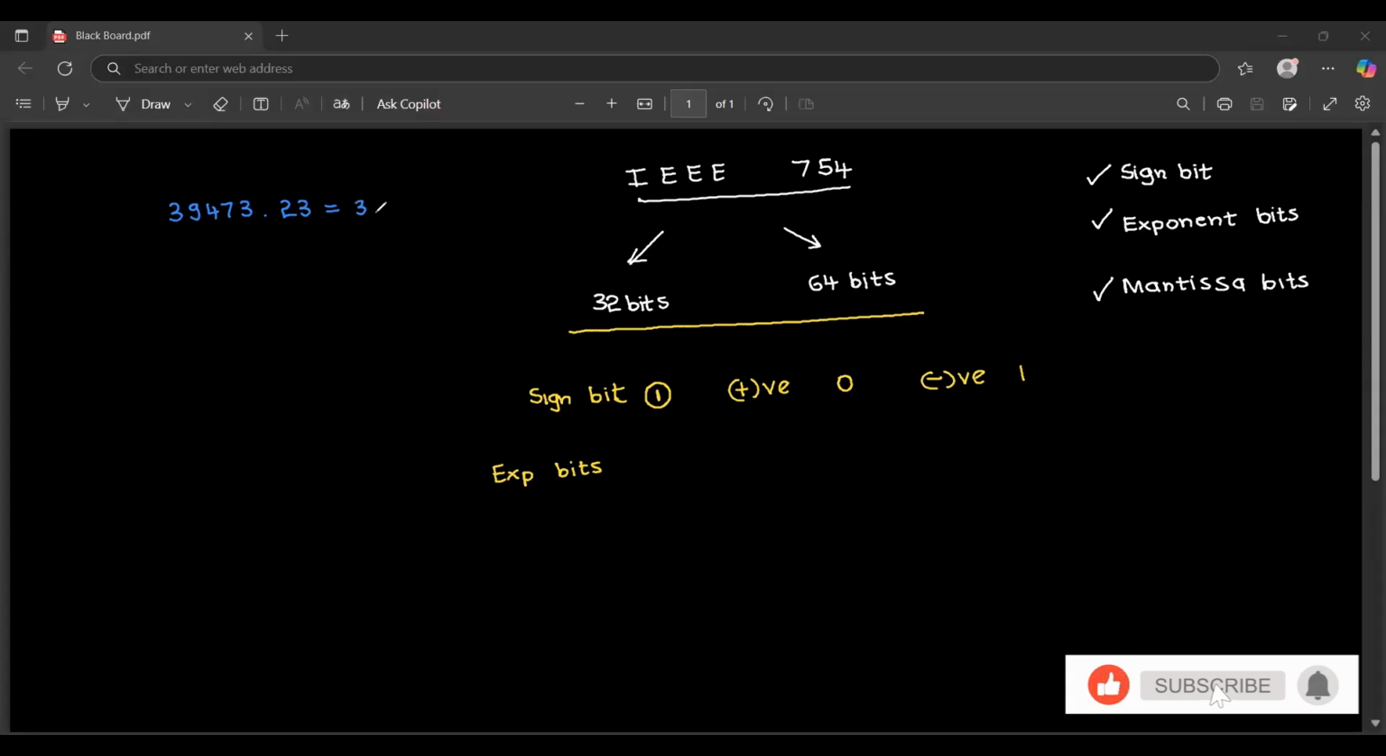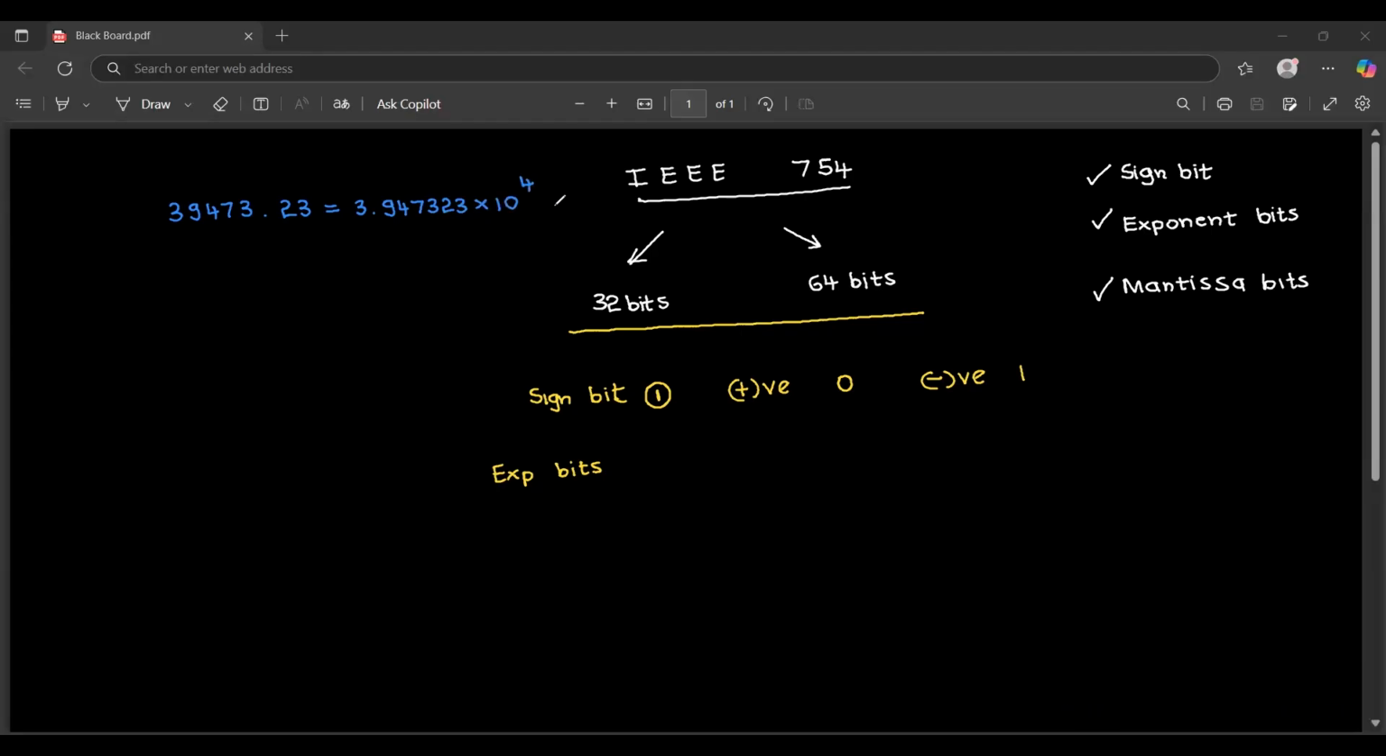Okay, it will be equal to 3.947323 times 10 to the power 4. Or you can write it down as 3.947323 E04. Well, you can say positive 04, or negative; in this case, it is E positive 04. So this is what we call the standard form.